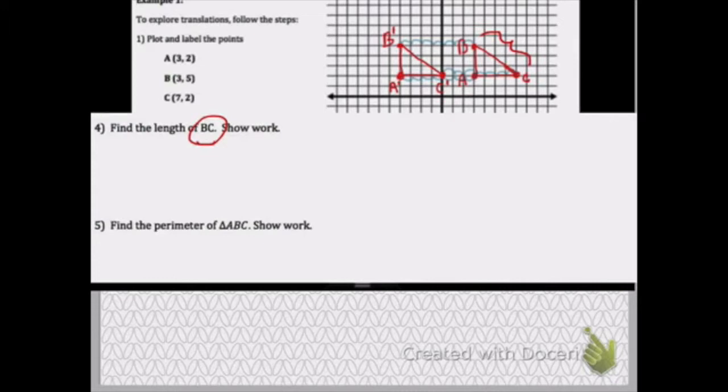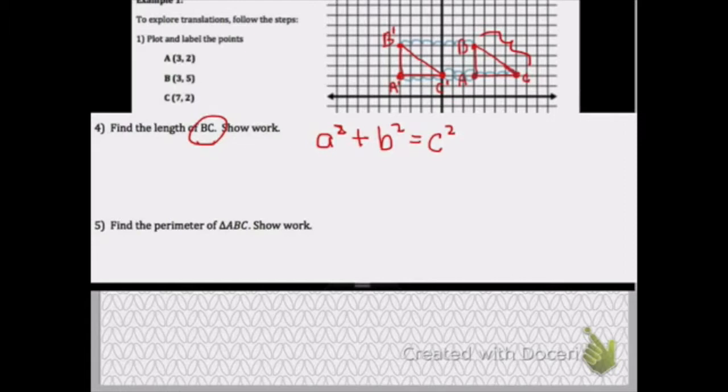Hopefully you chose Pythagorean theorem. Triangle ABC is a right triangle. So we want to write down the formula for Pythagorean theorem. A squared plus B squared equals C squared. Now this A, B, and C refers to the sides of the right triangle, not to the capital A, B, and C in our original and our image.